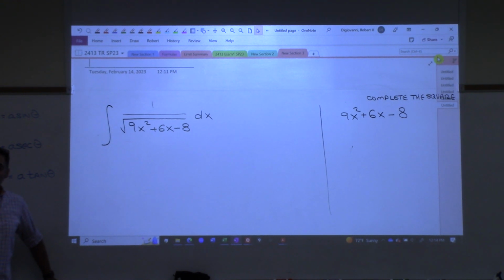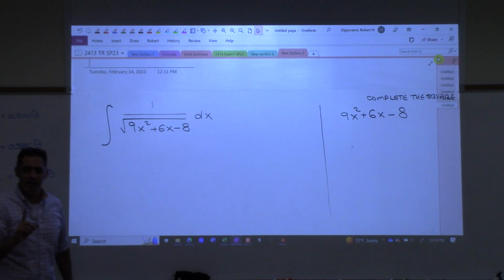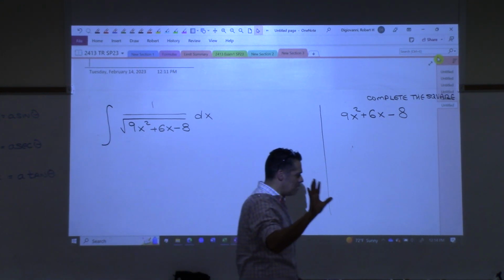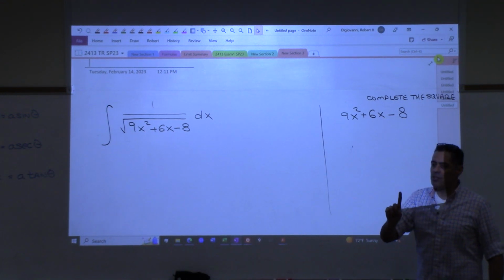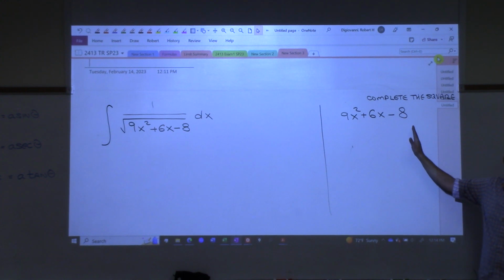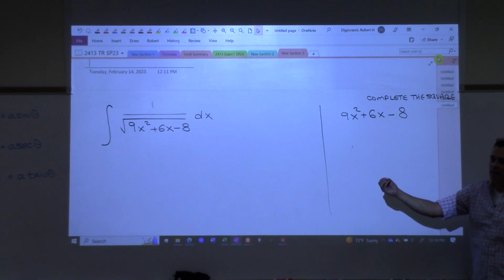So I'm going to start by factoring a 9 out to begin. And for those of you who know how to complete the square, you're great at it. Please note, this is not an equation. This is an expression. So you cannot divide both sides by 9 right now because there is no both sides. There's just an expression here. That's why I must factor the 9 out.